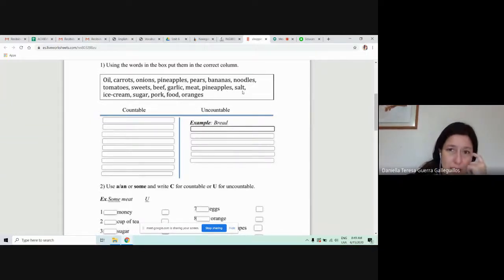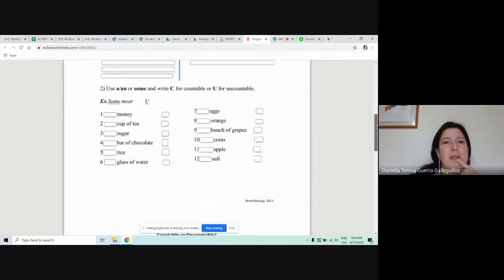Salt, cuando hacen la corrección de esta guía que se dio de tarea, salía salt como countable porque yo la escribí mal, pero salt is uncountable always. The same as ice cream and sugar is uncountable. Pork is meat, es la carne de cerdo, so it's uncountable. The same as food. Food is a word in general, so you cannot count it. And oranges are countable.